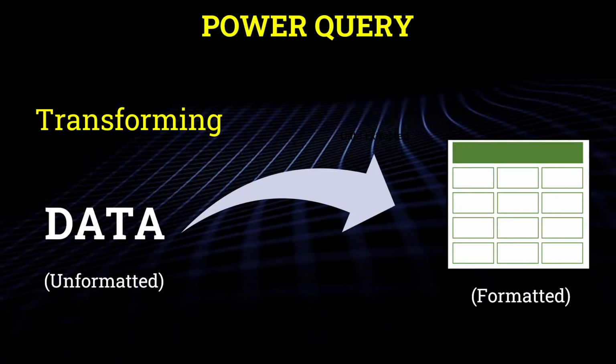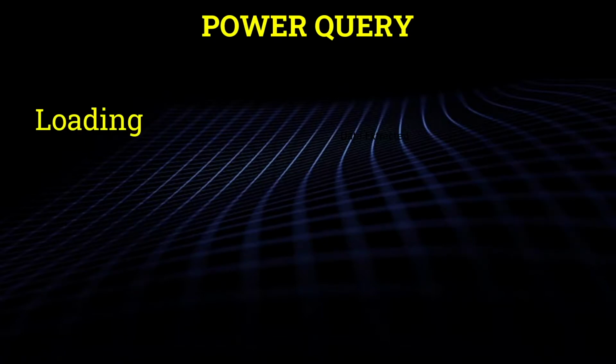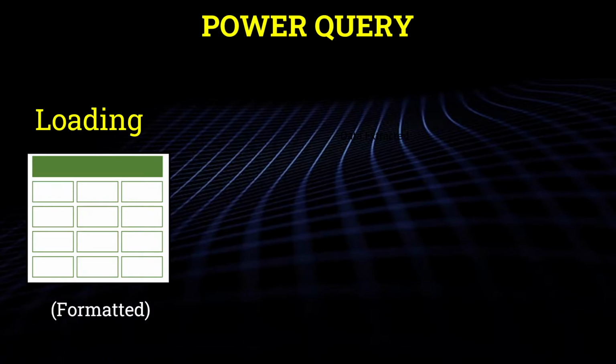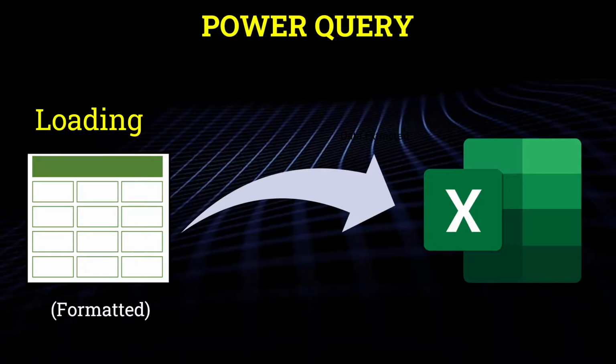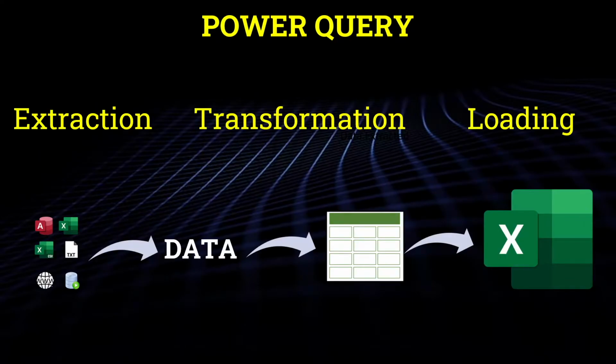Then in the next step, we will be loading this data. Here we have the formatted data that we got after the transformation, and we will load this data into Excel. So all in all, with these three steps, extraction, transformation, and loading, we get data from different sources, like any database or Excel sheet, in a form which you can use for your analysis, and that data after transformation will be loaded in your Excel sheet.